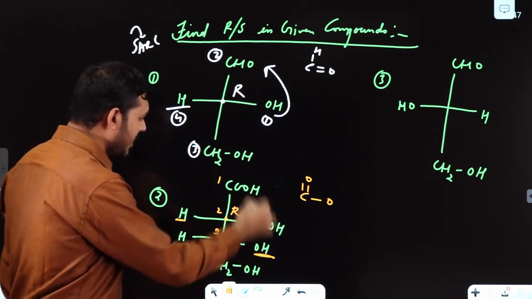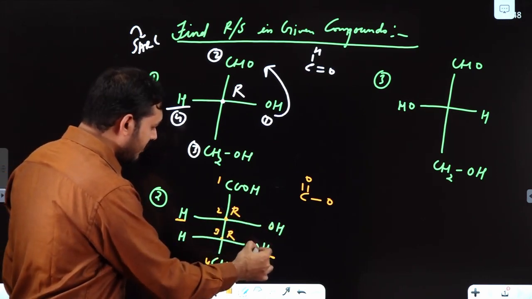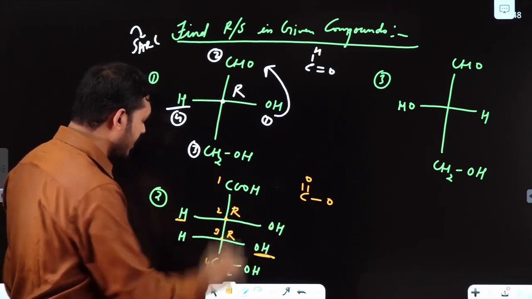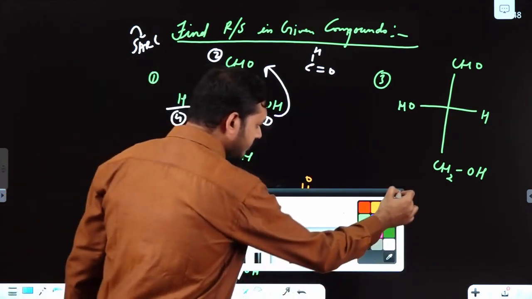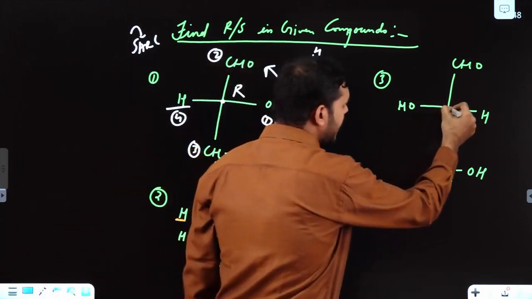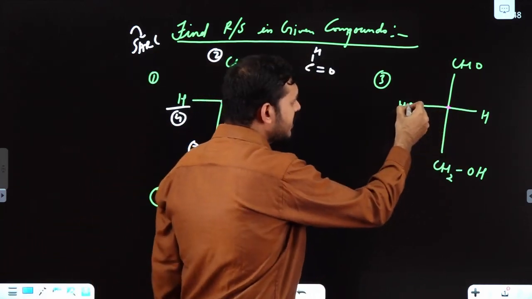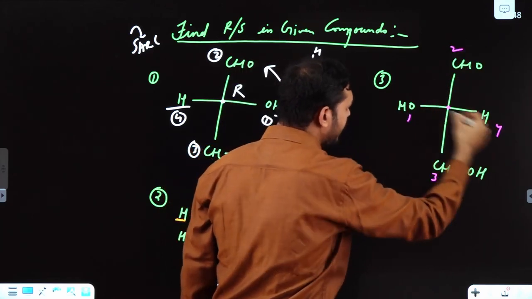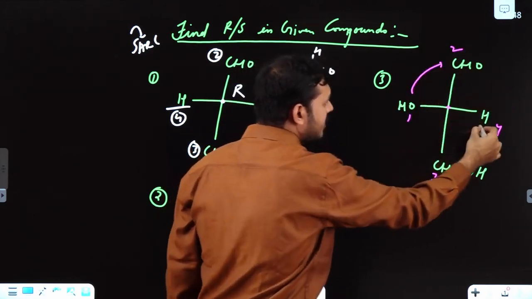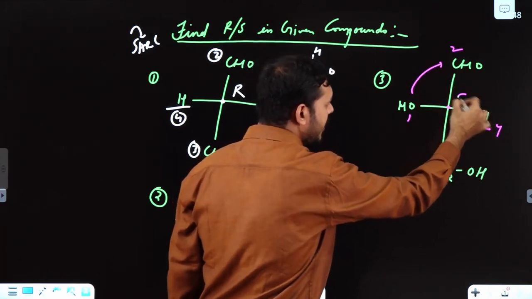1, 2, anti, reverse, R. This one 1, 2, anti, reverse, R. Okay. Let's check that one. From this, if I check, this oxygen will be 1, this will be 2, 3 and 4. So it is what? Clockwise, but hydrogen here is horizontal, so it will be anti-clockwise.